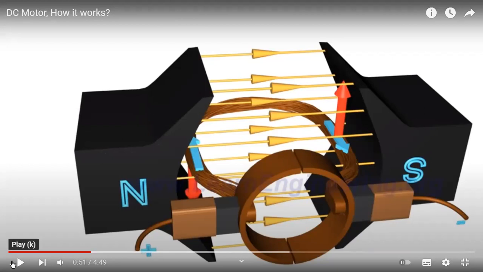After that, you can clearly see here in the permanent magnet a magnetic field is produced. The yellow color line is the magnetic field. So in the magnetic field, we put a coil. See the video and I will describe line by line.